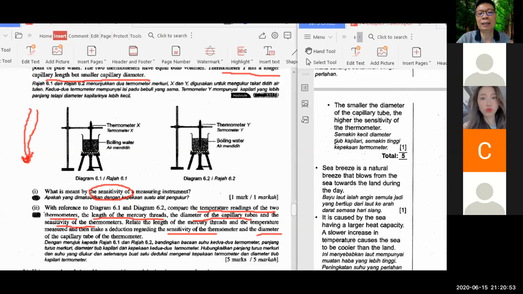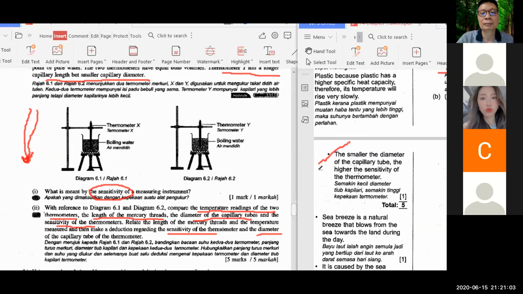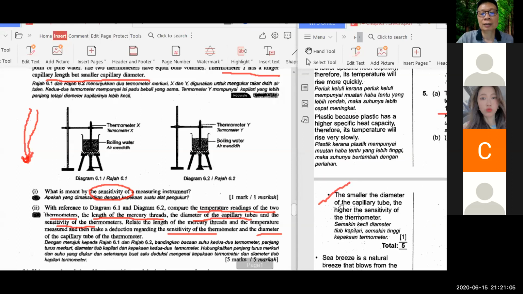Okay, so it's here. The smaller the diameter of the capillary tube, the higher the sensitivity. So altogether 5 marks. The smaller the diameter of the capillary tube, the higher the sensitivity of the thermometer. Okay. All right, done.